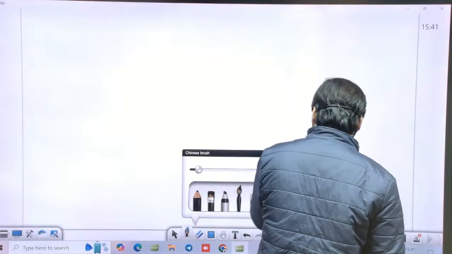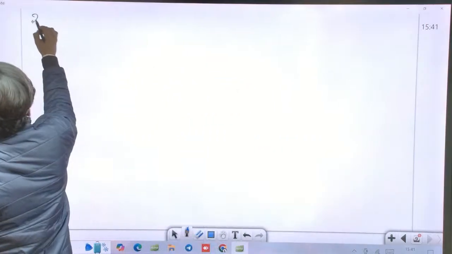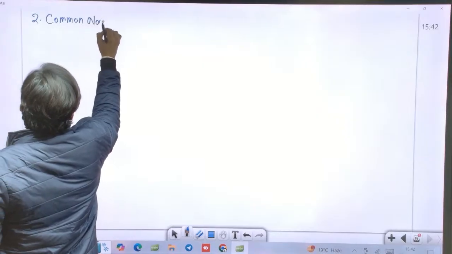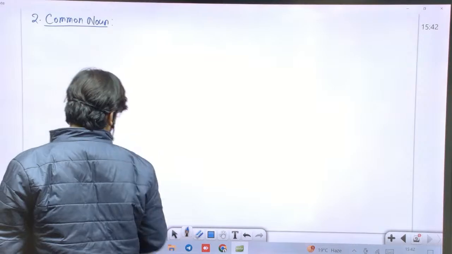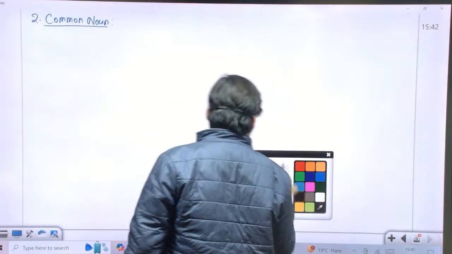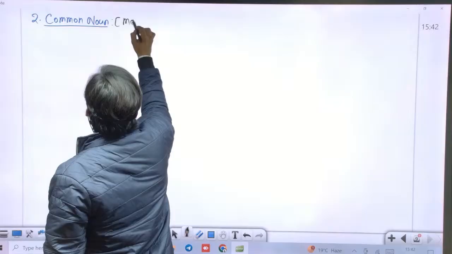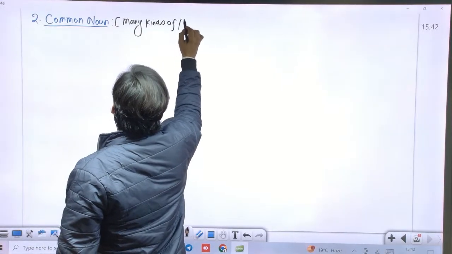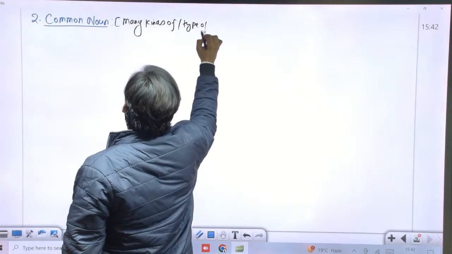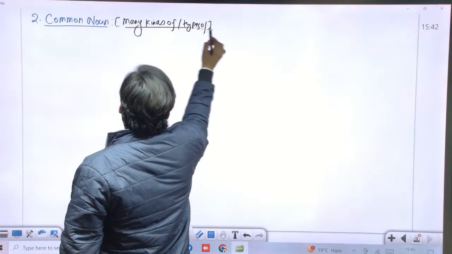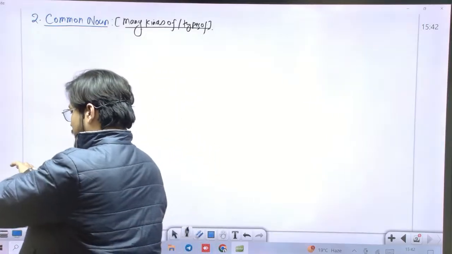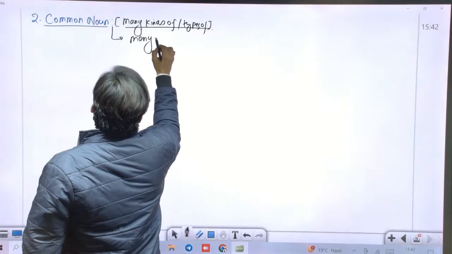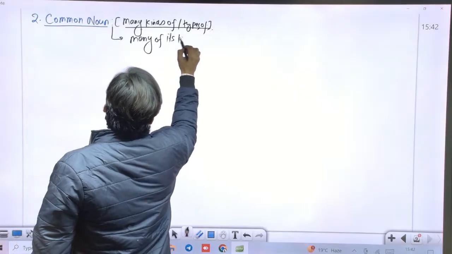Note down, second type of noun is your common noun. So what are common nouns? So we can simply say many kinds of or types of. Or we can also say many of its kind.